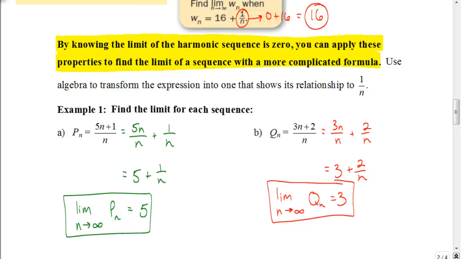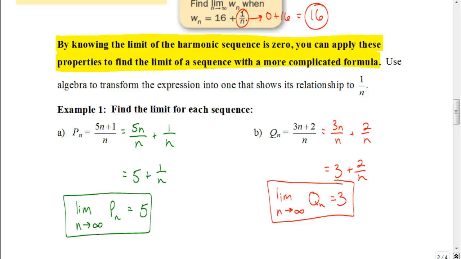Okay, let's see how you did here. So you should have gotten 5 as your answer. And again, you want to be in the habit of writing it as a limit. So this is one way you can write it. You can always replace the sequence name with 5n plus 1 divided by n as well. So sometimes you'll see that. But otherwise, this will suffice as your answer.